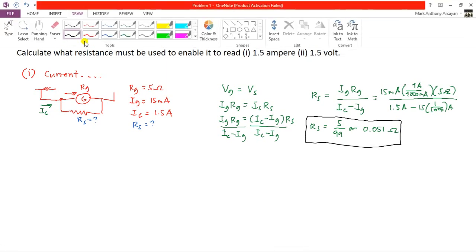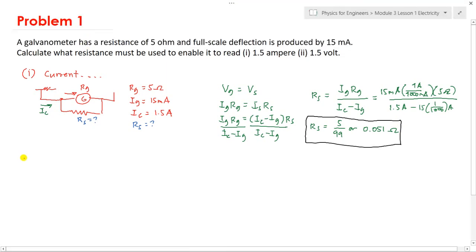Second, what if in that case it can read voltage as well?